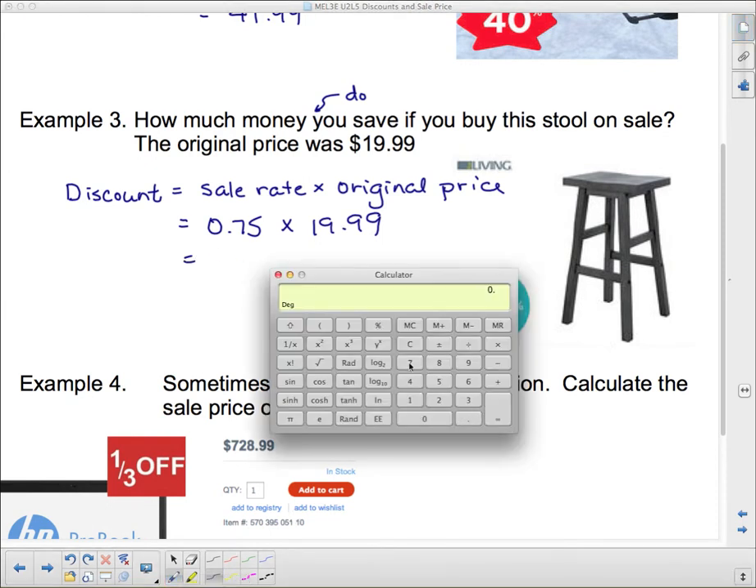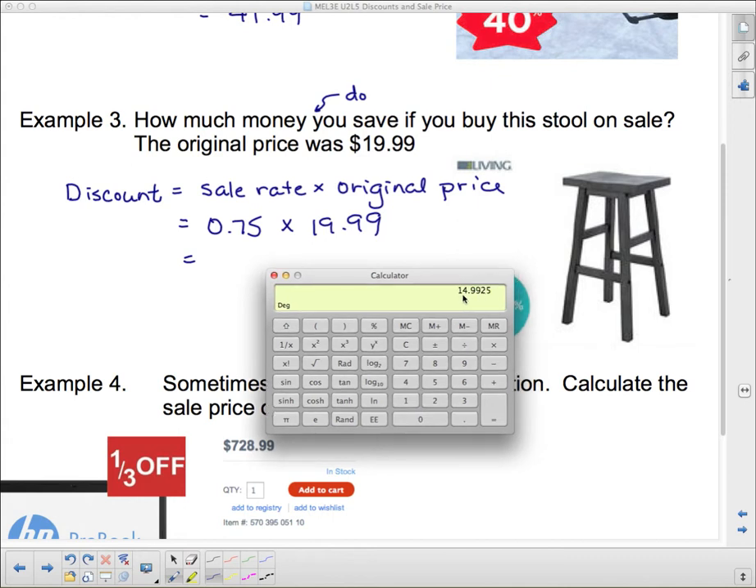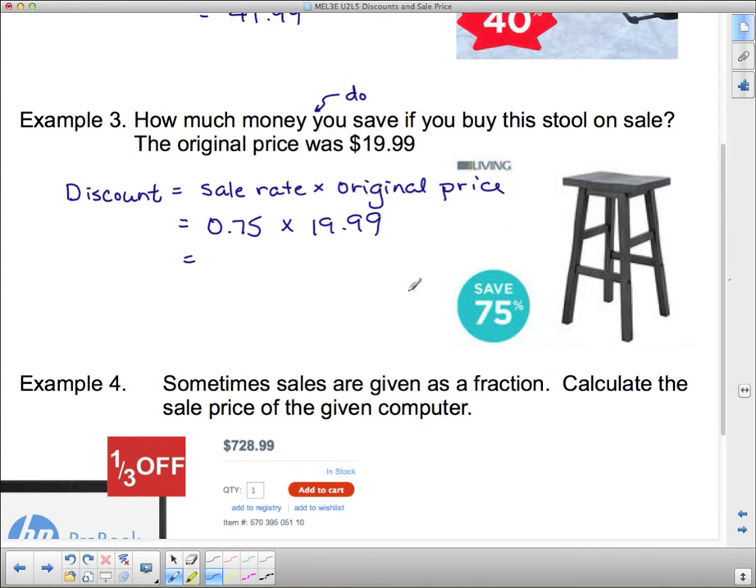So how much do we save? We save 0.75 times 19.99, and we're going to round it to that decimal place there. If I'm rounding it to that decimal place there, I have to look at this one, and since it's lower than 5, we don't change anything. So this is just $14.99. Now remember, this is not what I pay.